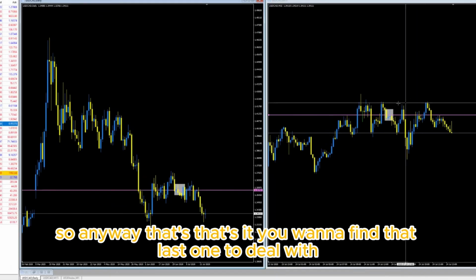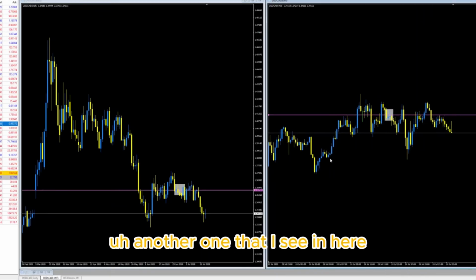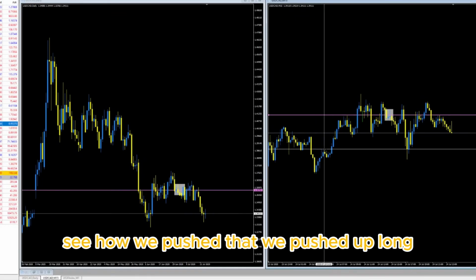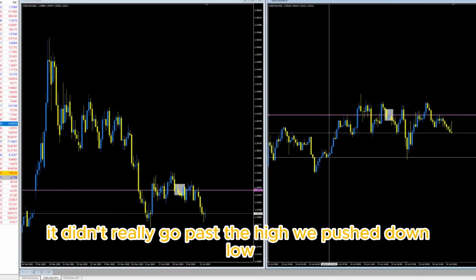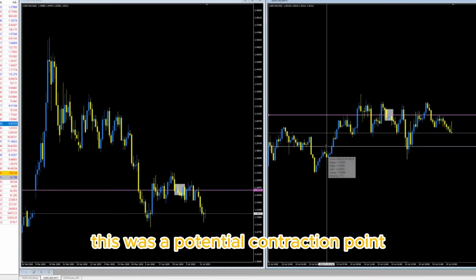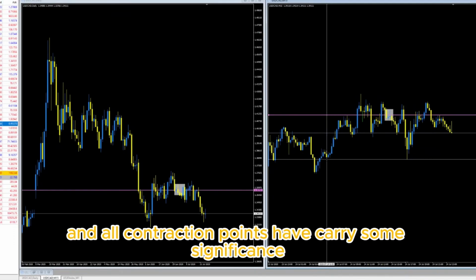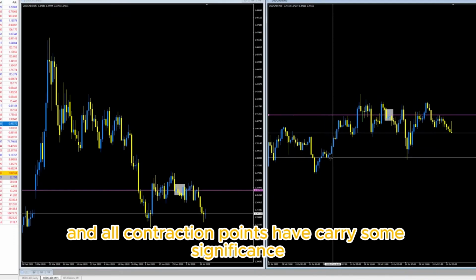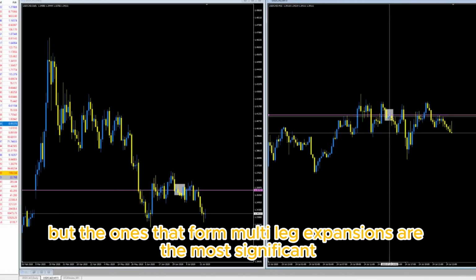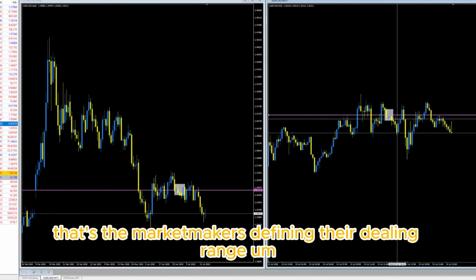So anyway, that's it. You want to find that last one to deal with. Another one that I see in here, see how we pushed it? We pushed up long. It didn't really go past the high. We pushed down low. This was a potential contraction point. And all contraction points carry some significance, but the ones that form multi-leg expansions are the most significant because that's the market makers defining their dealing range.